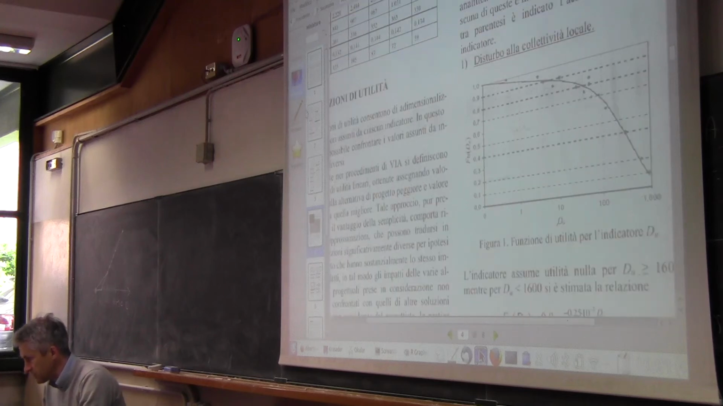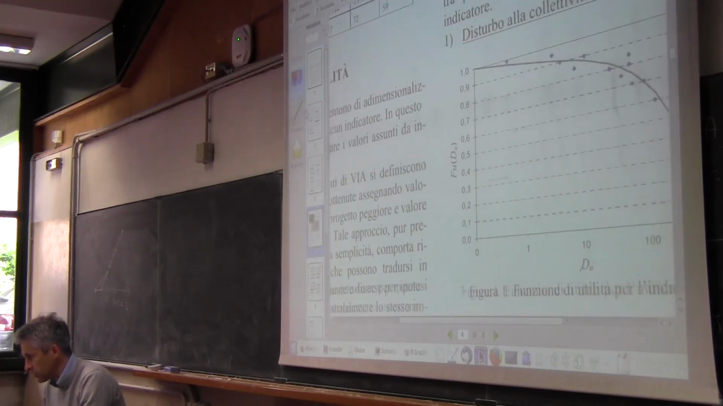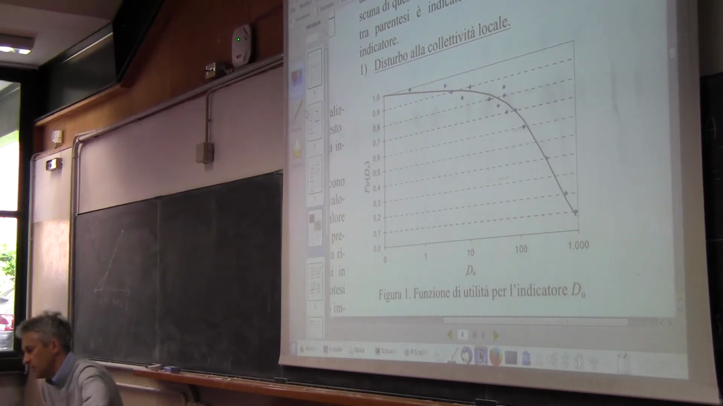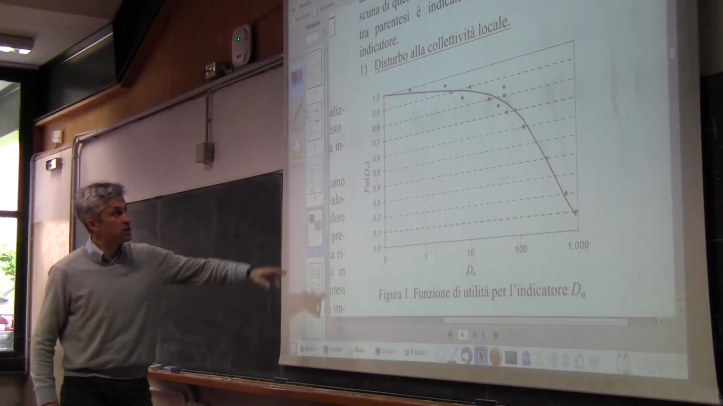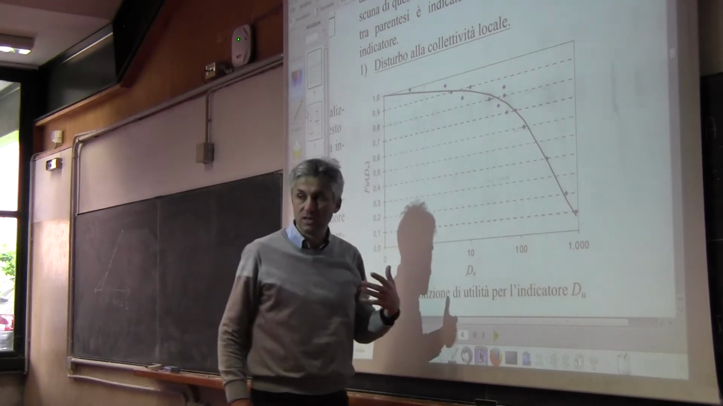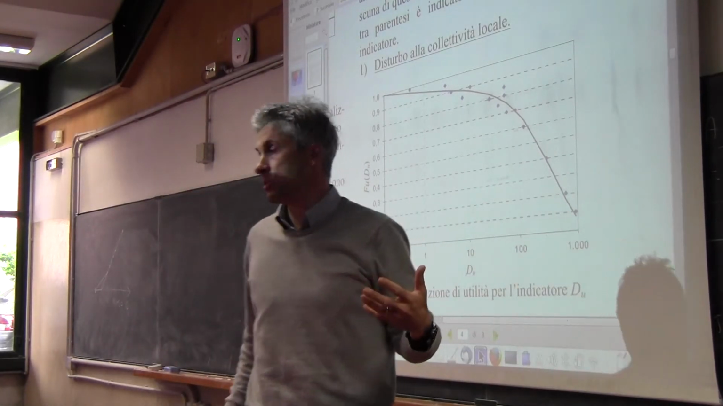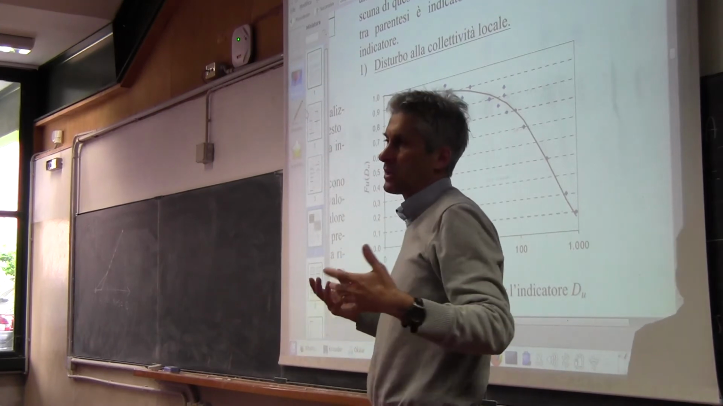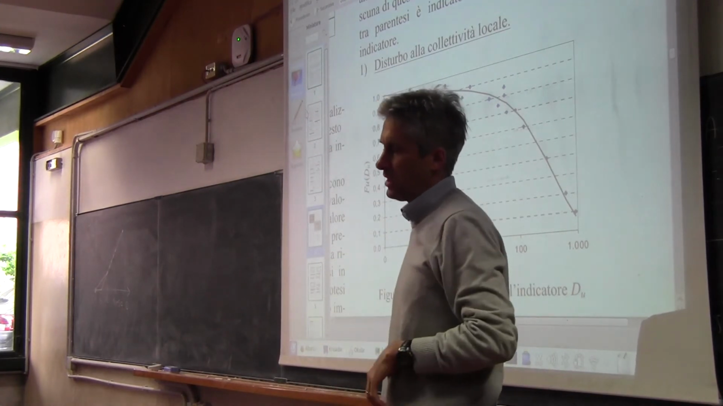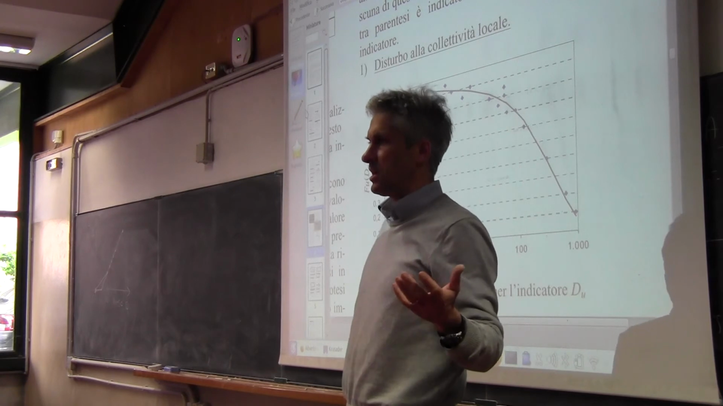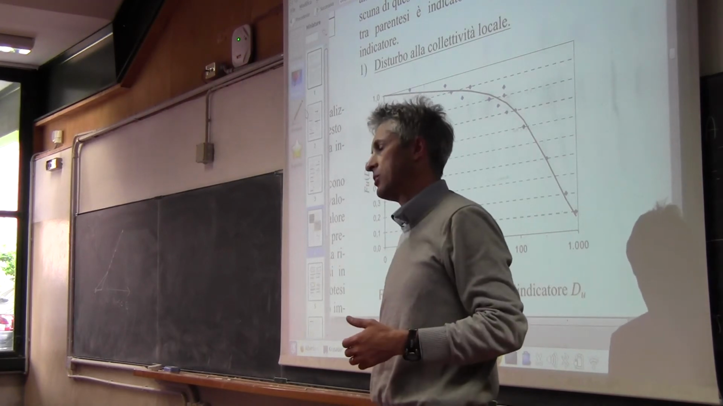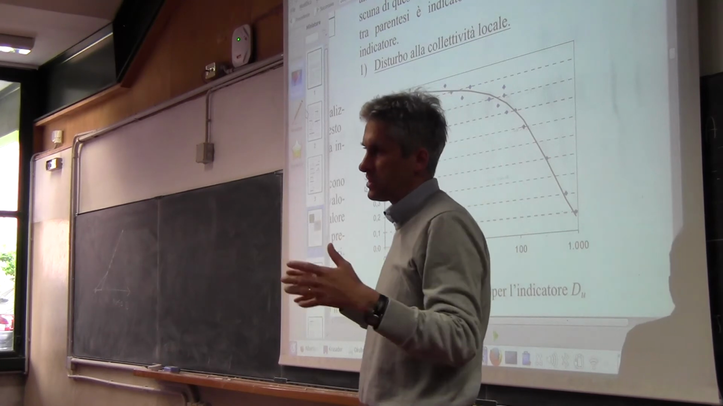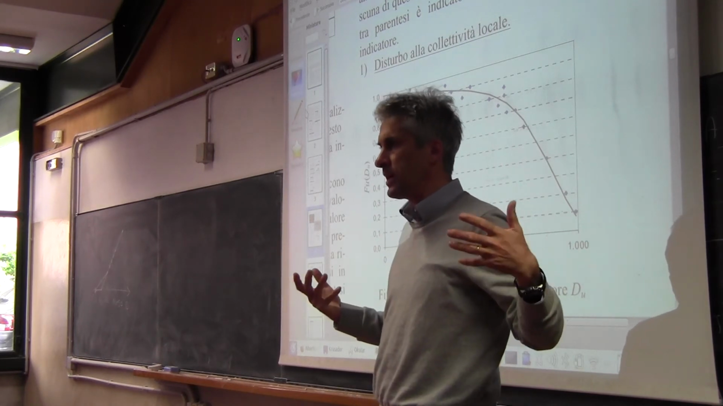First of all, what is this utility function? This utility function refers to a criterion which is disturbance to the local people. Because when you build a hydropower plant, of course, the local people don't like it because it's noisy, and also it may impact the landscape, etc. And therefore, you can define an indicator, a criterion, which is the disturbance of the local inhabitants.